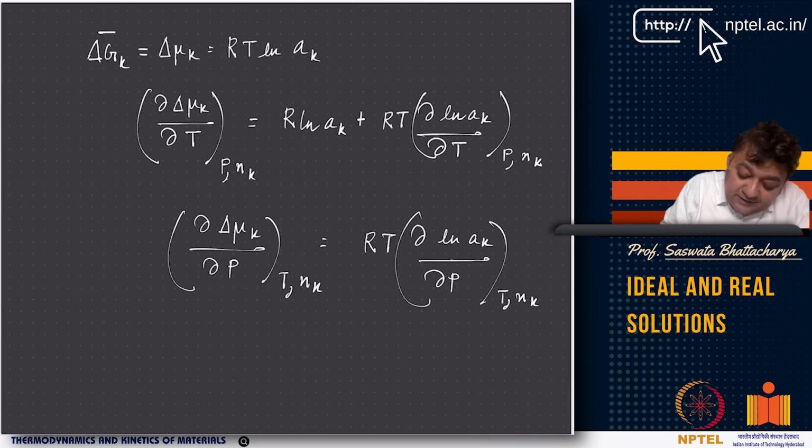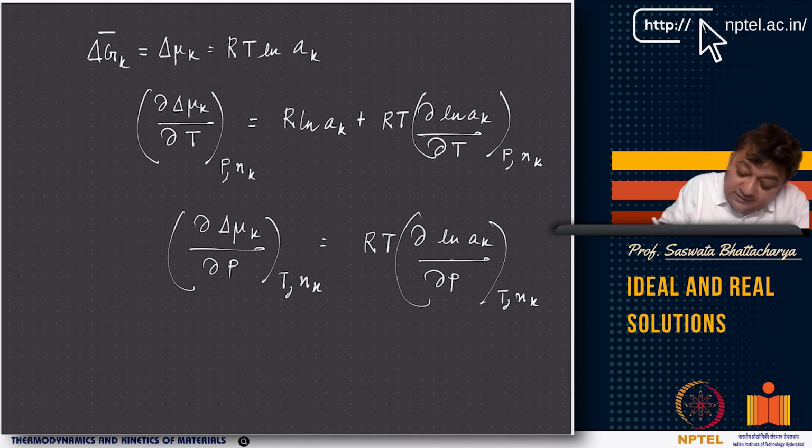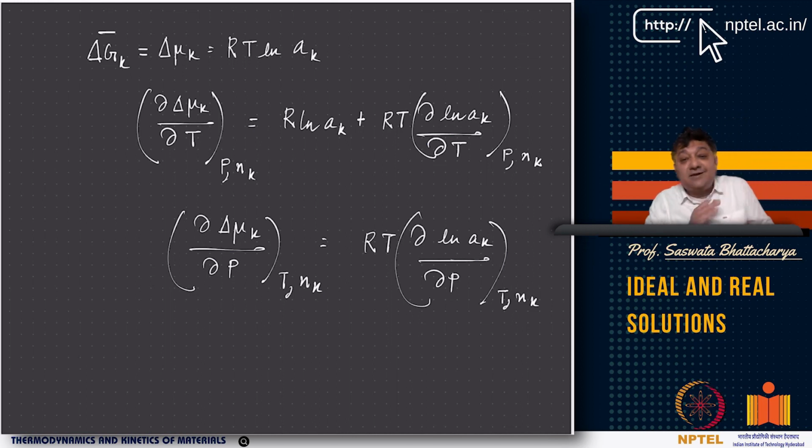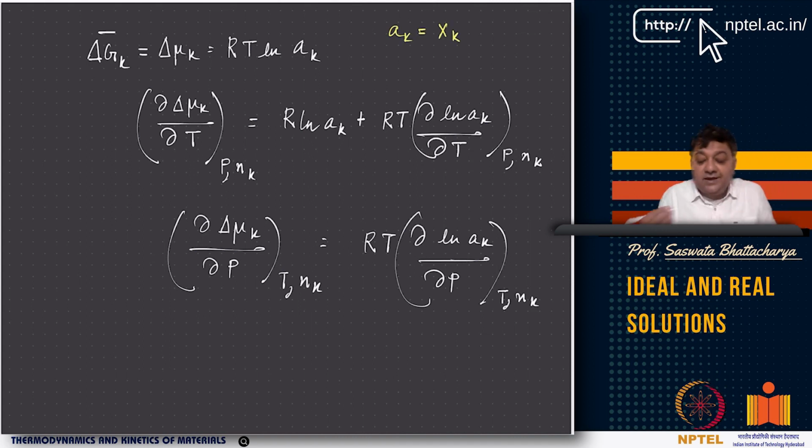As I told you, delta mu K is RT ln AK. This is a generalized solution; we are not approximating any ideality. So we deal with AK, and gamma K is not equal to 1. In the ideal case, AK equals xk, which means gamma K, the activity coefficient, is equal to 1. That is the ideal case.